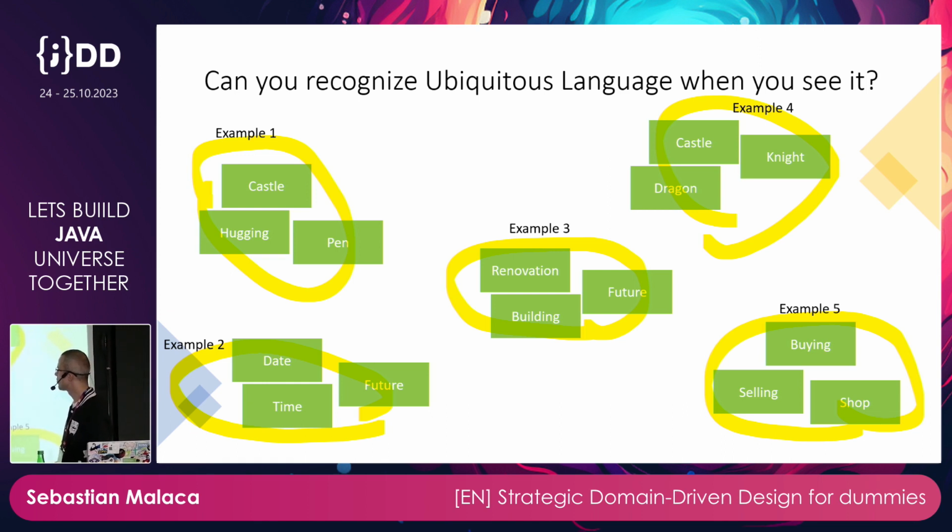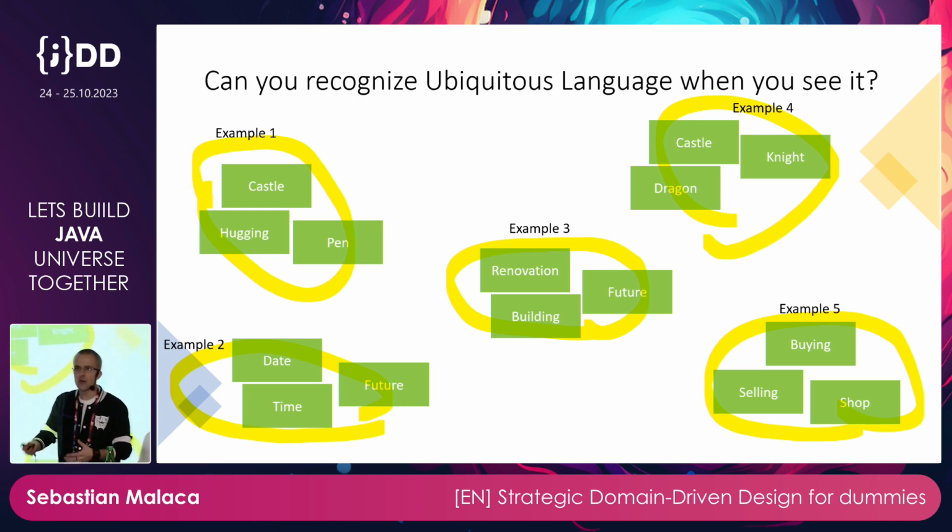Anyone have a clue what is not the context in here? Which boundaries are wrong? Yeah, exactly. Castle, hugging, pen. We cannot find the connectivity between them. They are somehow not working with each other. This is something where we are using our intuition, and it works. In many cases, this really works. Of course, I can find some tricky example when they will work together.